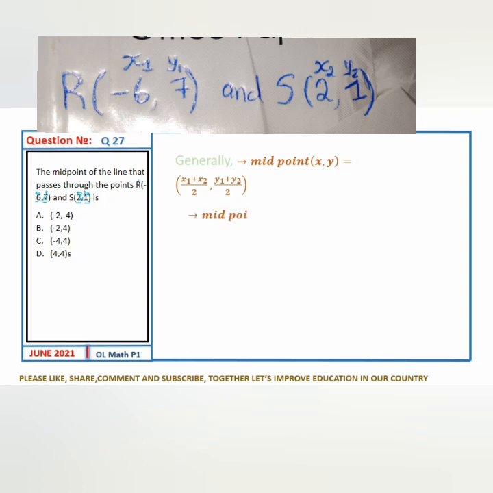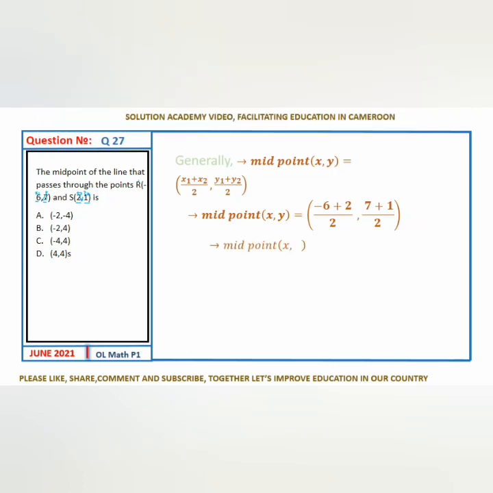So our midpoint will be equals to negative 6 plus 2 divided by 2, comma 7 plus 1 divided by 2. And if we simplify, negative 6 plus 2 is negative 4, and 7 plus 1 is 8, all of that divided by 2. So negative 4 divided by 2 should give us negative 2, and 8 divided by 2 should give us 4. Hence our midpoint is negative 2, 4. This makes our answer to be B.